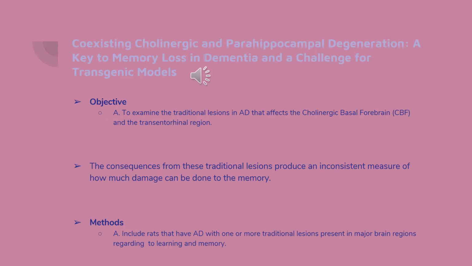because most of the participants varied. The methods used in this study included rats that had Alzheimer's disease with one or more traditional lesions present in the major parts of the brain regarding learning and memory.